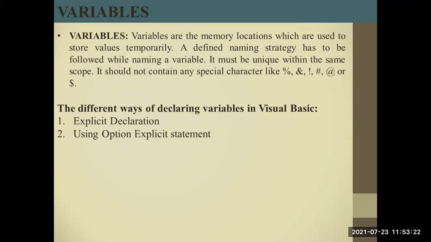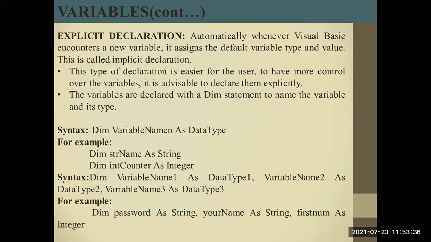Okay, there are two different ways we can declare a variable in Visual Basic. One is called an explicit declaration, and the second one is using the Option Explicit statement. So these are the two different ways of declaration. Now the very first one is the explicit declaration.